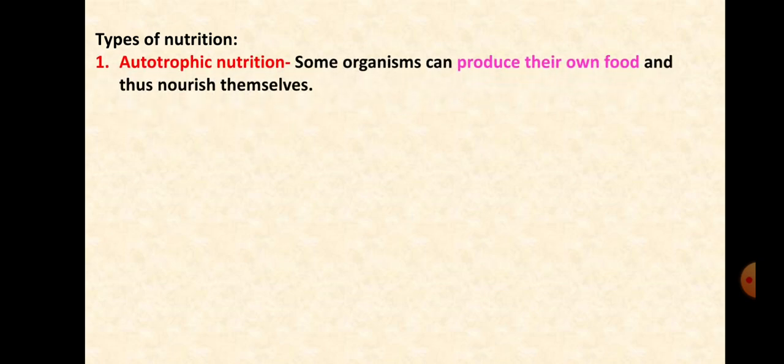So there are two types of nutrition. First is autotrophic nutrition. Now auto means by self, by itself. So autotrophic means the organisms that can produce their own food and thus nourish themselves. So whichever organisms prepare their own food without depending on anyone else for their food, they are termed as autotrophic organisms. And that mode of nutrition is autotrophic nutrition.